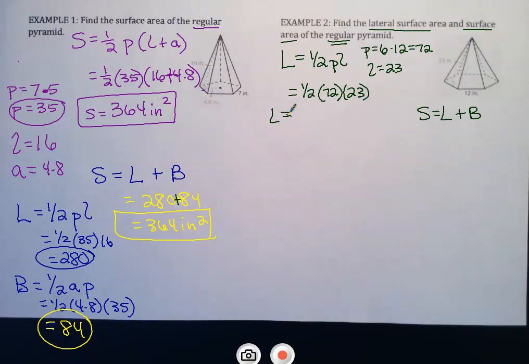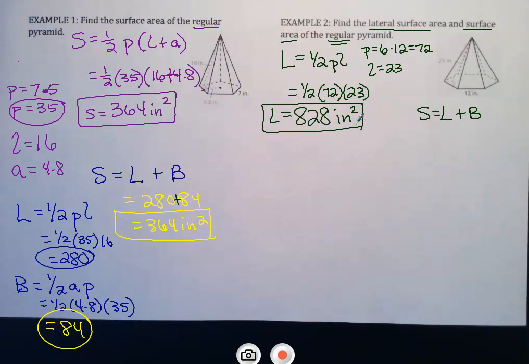Sorry, I was trying to get my calculator on my phone out. All right, so we got 828. What's the unit of measurement here? Inches squared. Good, because it's area, lateral surface area. Okay, perfect. So that's one of our final answers, the lateral surface area.